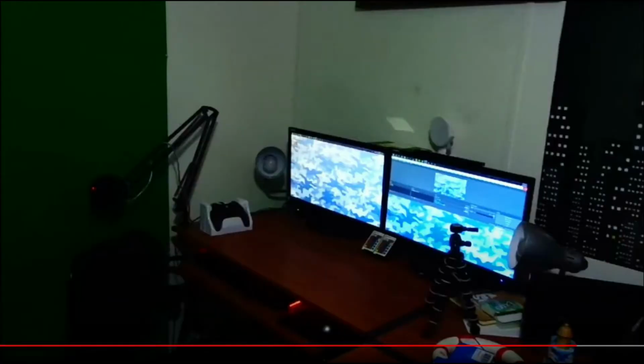Here is the more traditional gaming setup. That's when I got two gaming monitors. I still have those two gaming monitors now. And there we go.